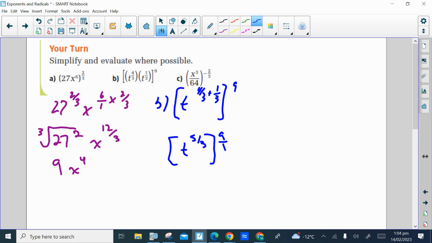And the reason I wrote the 9 as 9 over 1 is because now we have one exponent raised to another. The law says you multiply the exponents and keep the base the same. 5 times 9 is 45 over 3 times 1, which is 3. And 45 divided by 3 is 15. There's the final simplified answer, t to the 15.